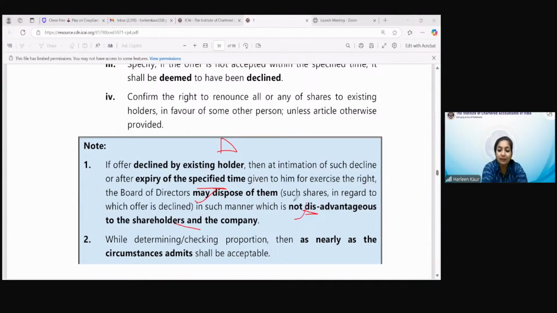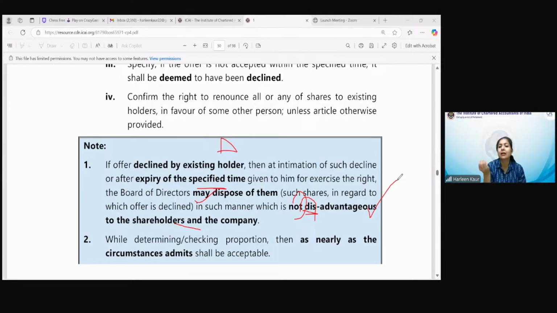Not disadvantageous means in such a way those shares have to be disposed which shall be advantageous for the shareholders. Means you will not try to harm the shareholders and the company just because the offer has been declined. So whatever manner the board of directors feel, they will dispose of these shares. The manner should be advantageous.